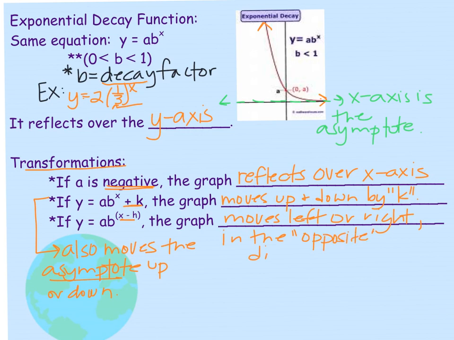There we go. So if you had x plus 4, it would move 4 to the left. If you had x minus 2, it would move 2 to the right. All right, let's put some of this to the test with some graphing on the next page.